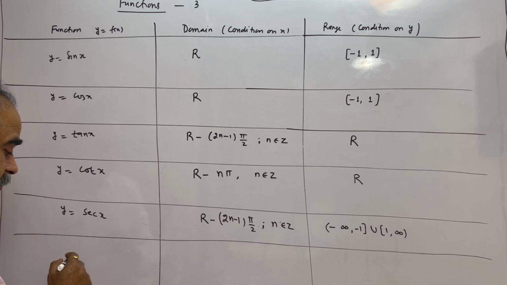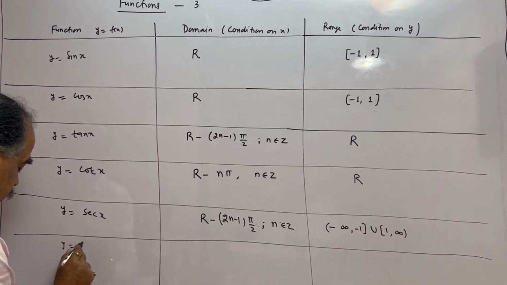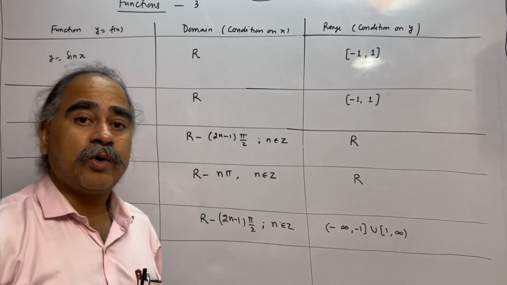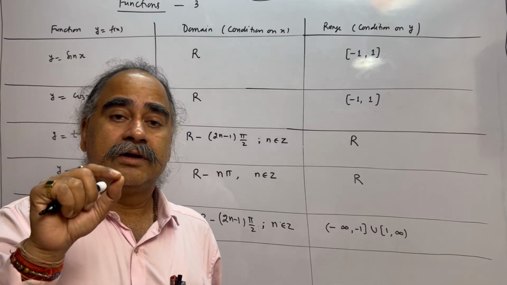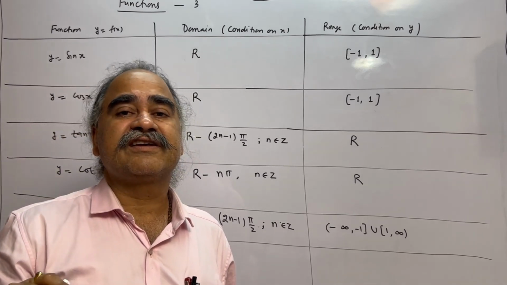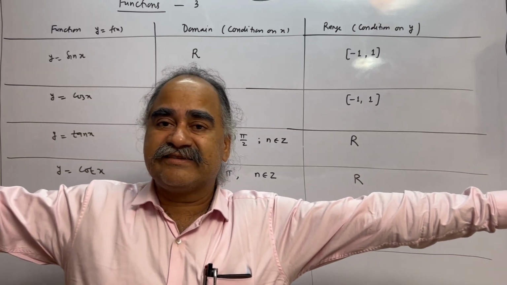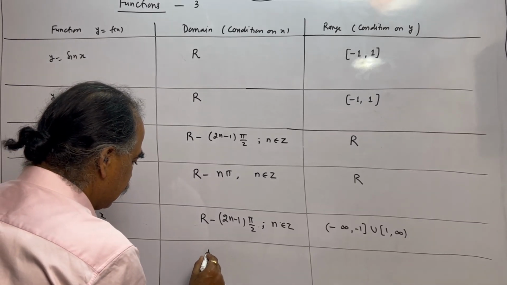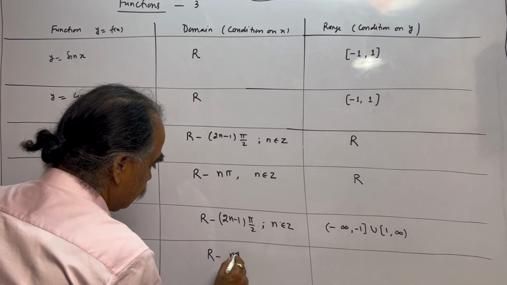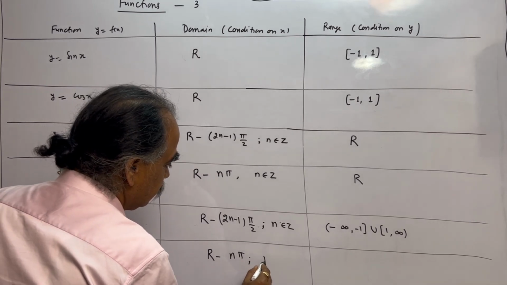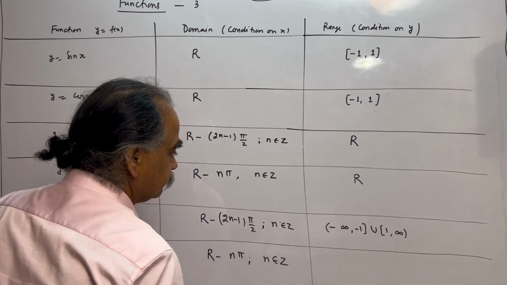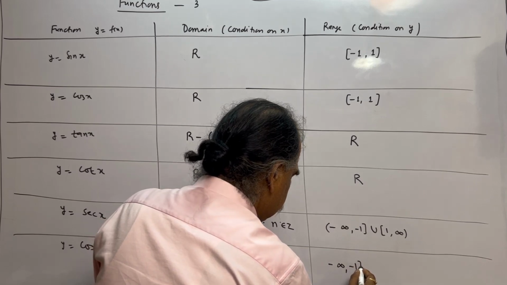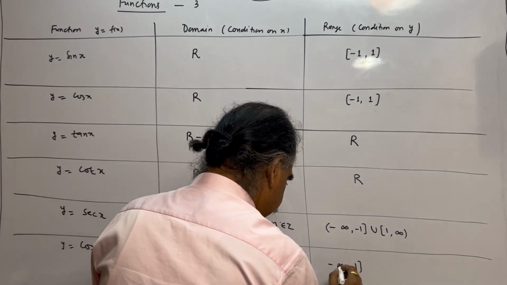Cosec next one. Cosec is 1 upon sine. So the point where sine becomes 0, cosec is not defined. And sine is 0 on the x-axis. So angle will be n pi. So the domain is the entire real line minus n pi, n belongs to integer. And range will be the same, minus infinity to minus 1 union 1 to infinity.